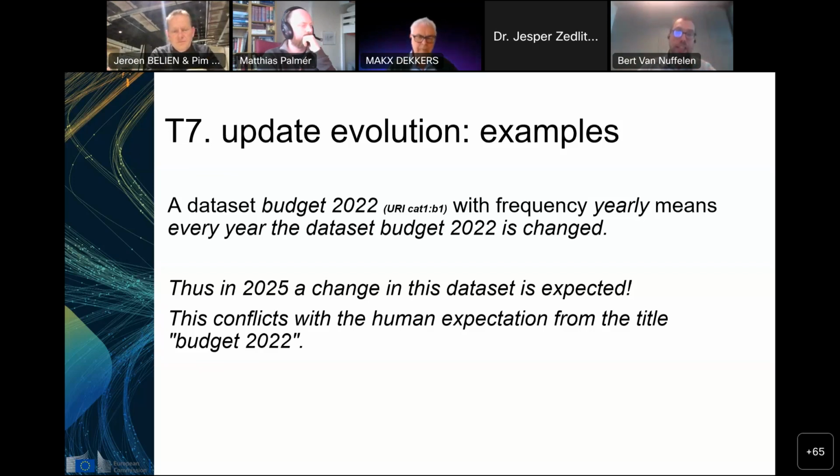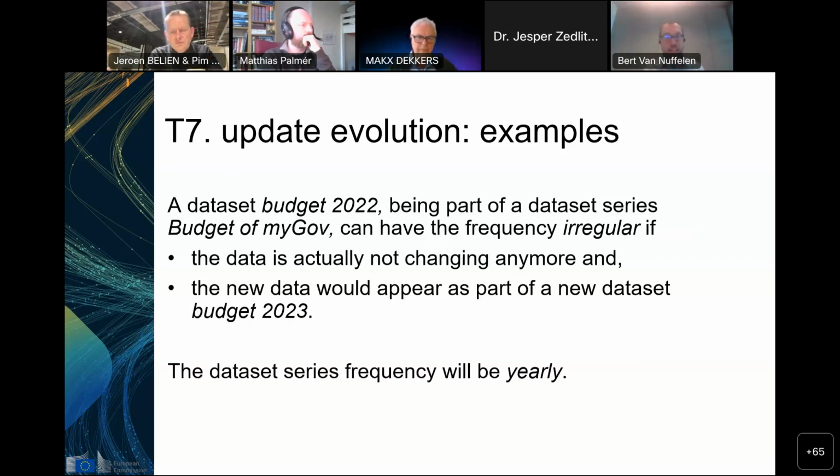But that means that if we want to express in our dataset series, in my budgets of my government, then you can say it is a yearly update for the dataset series. And so there's a new dataset added every year. But the budget 22, that is part of the collection, can then be set to a frequency, for instance, irregular or for editorial purposes only, and so on, to indicate that there might be still some updates upcoming. That is the example to give.